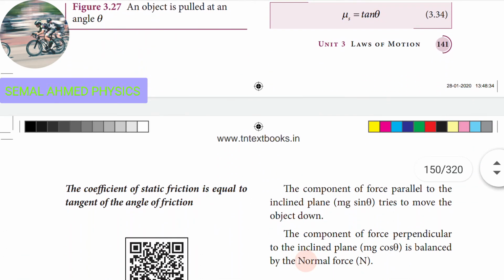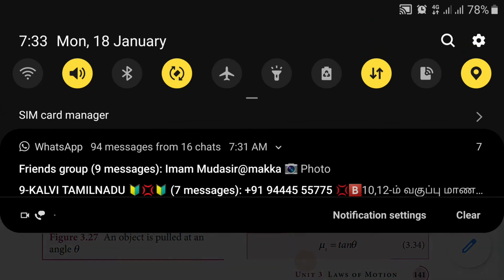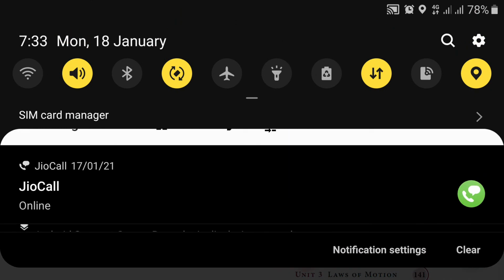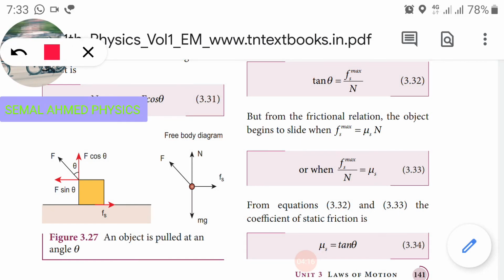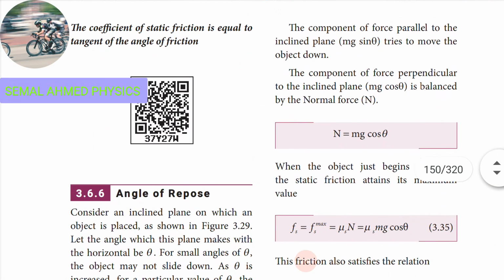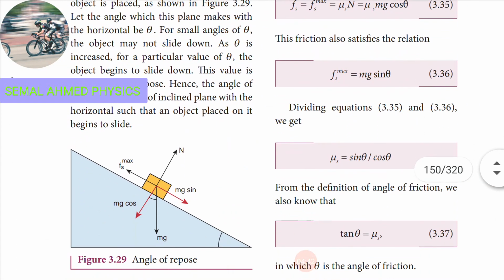Look at this, as you can see. This will be mu s is equal to tan theta, which is the final relation for the coefficient of static friction, given by the angle of friction, the tan theta. Okay, now next, see the angle of repose. What is the angle of repose?